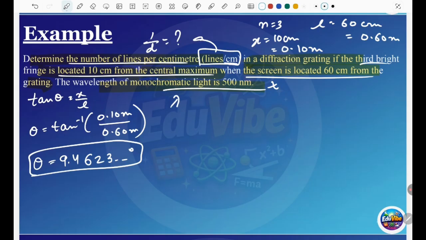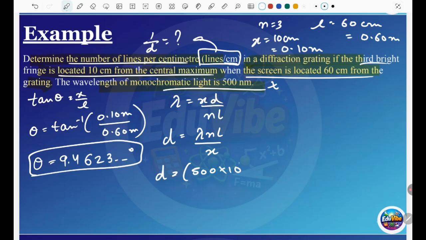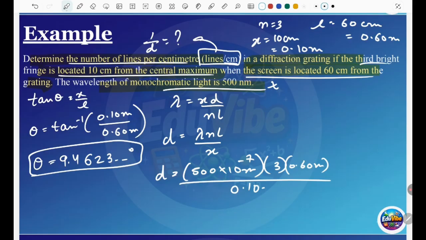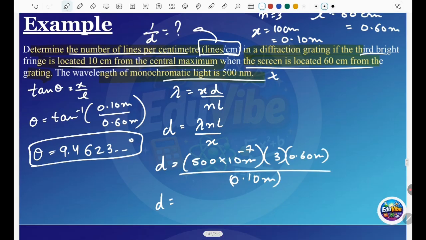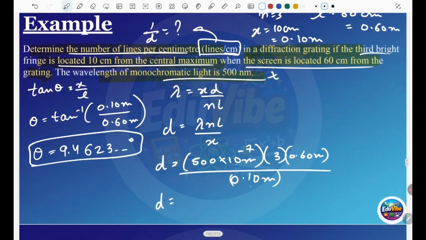So the formula is wavelength is equal to hd upon nL. You want to find d, so d stays over there. You get d = nL upon h. So wavelength is about 500 times 10 raised to power minus 7 meters, and you have n = 3, and L is 0.60 meters, and h is 0.10 meters. When you solve all this, you will get about 9.124 times 10 raised to power minus 6 meters.